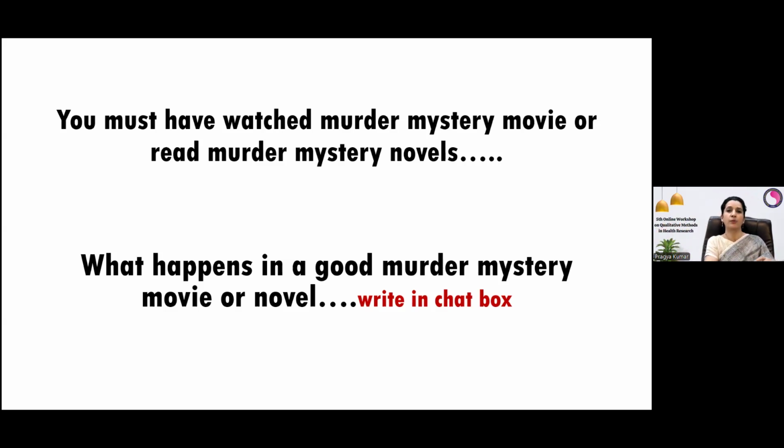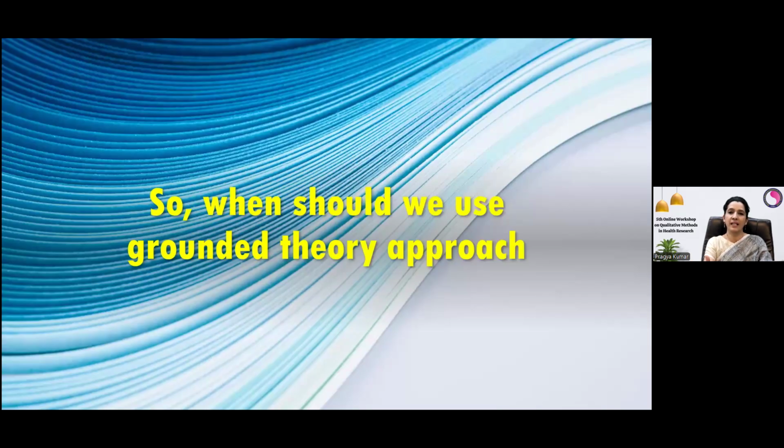So that's how, if you relate those murder mystery novels or movies with grounded theory, you will come to know how this is usually solved. So basically in grounded theory, what we do is go and start collecting the data and then start analyzing also. So you have got some initial codes and some initial categories. Then again, you go back to the field and collect the data.